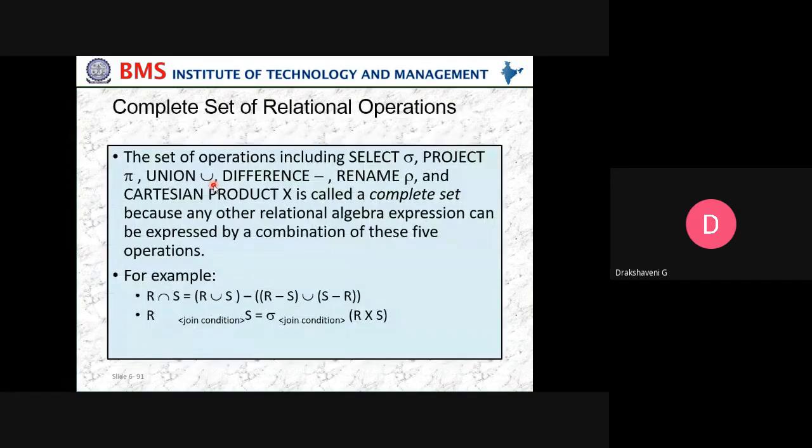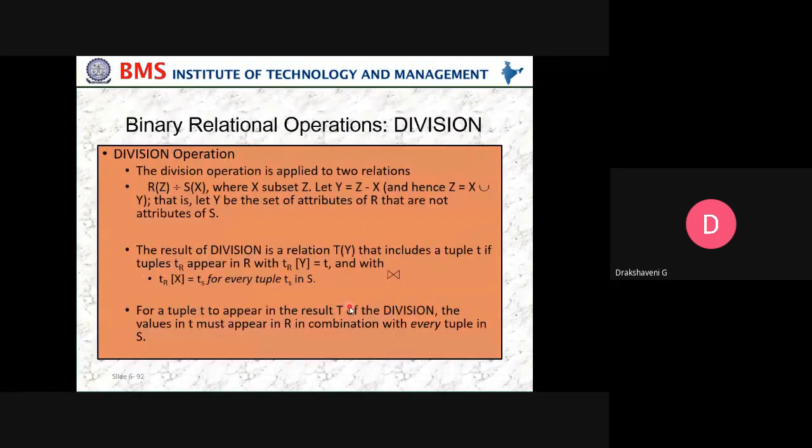The complete set of relational operations: the set of operations includes select, project, union, difference, rename, and Cartesian product. It is called a complete set because any other relational algebra expression can be expressed by a combination of these operations. That is, R intersection S is equal to R union S minus (R minus S) union (S minus R).